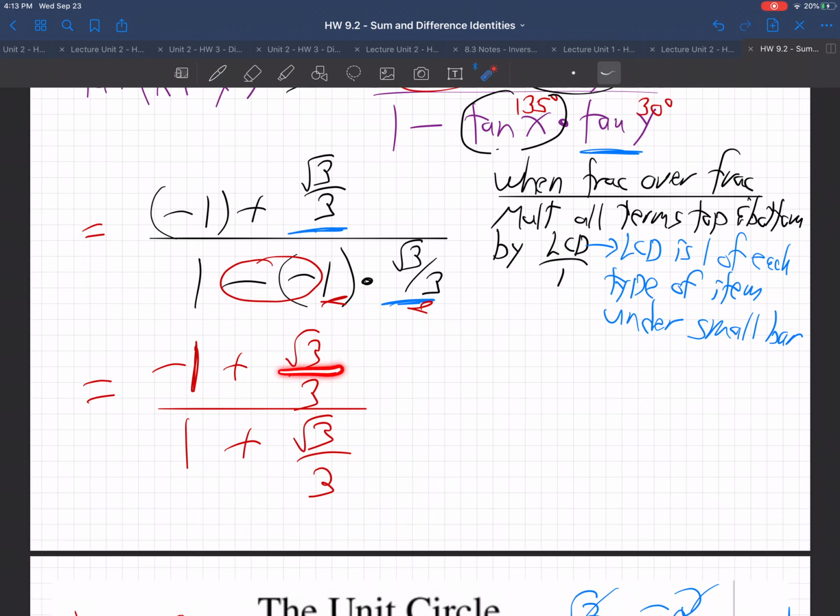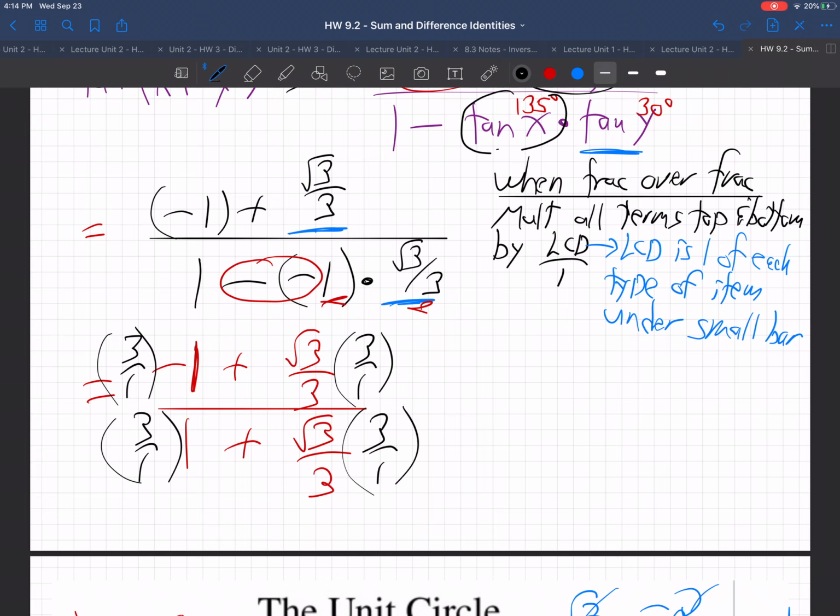Because those are the items under small bars. We have a 3 and a 3, right? You take one of each type of item under a small bar. So you just take one of those 3s, not both of them. So the LCD is just a single 3, and then you multiply by the LCD over 1. So I'm going to multiply by 3 over 1, 3 over 1, 3 over 1, 3 over 1, right? All the terms, top and bottom, by the LCD over 1. The LCD is just 3 because that's just one of what's under the small bars.